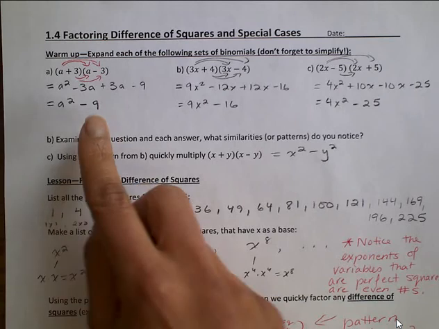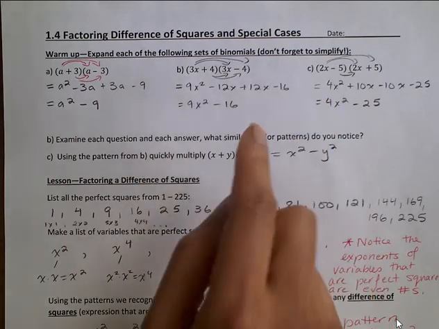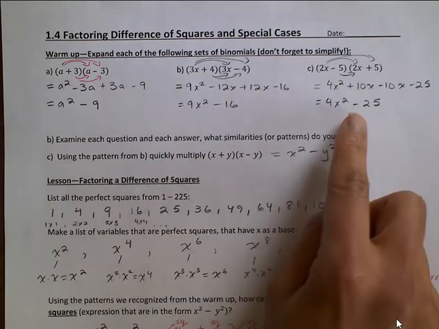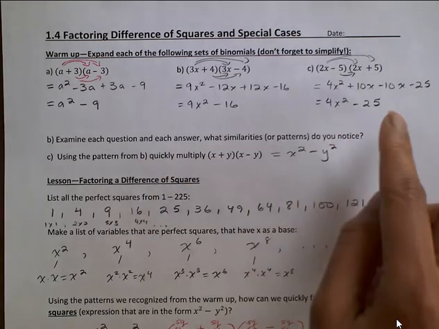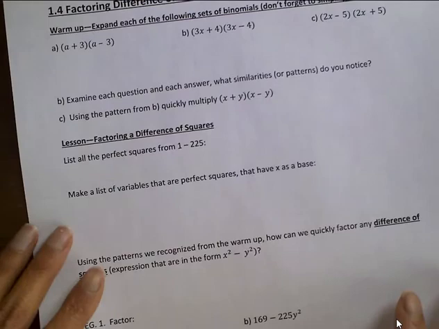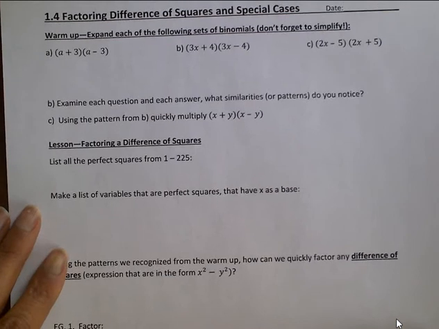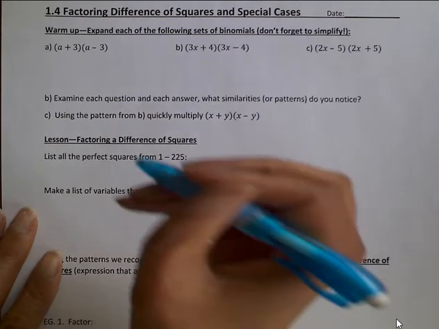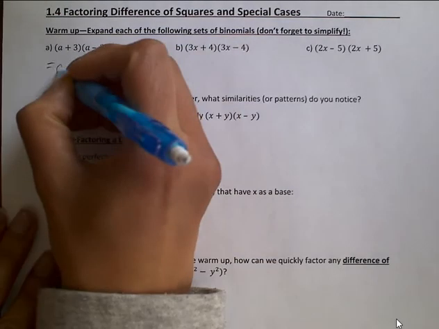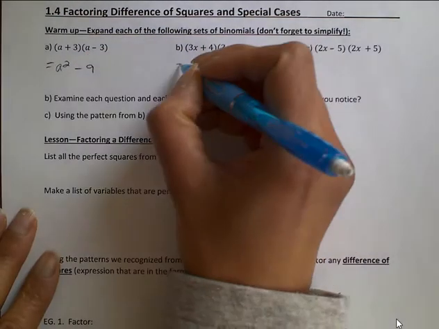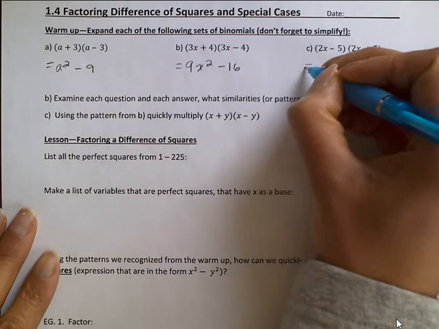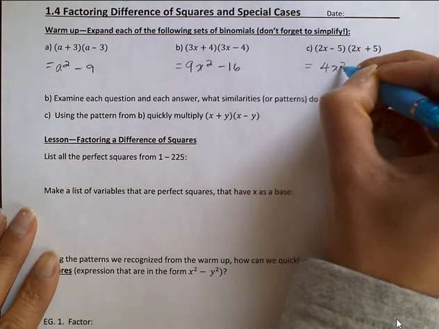So you're doing the same thing for each of these questions, and then your final answers were 9x squared minus 16 and 4x squared minus 25. So I'm going to write down those final answers on the lesson sheet. When we expand, the final answer again was a squared minus 9. This final answer was 9x squared minus 16. And this final answer was 4x squared minus 25.